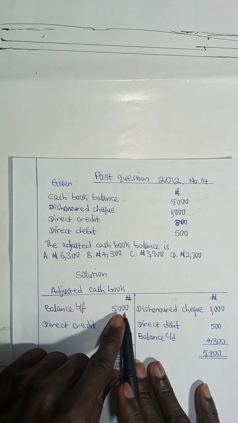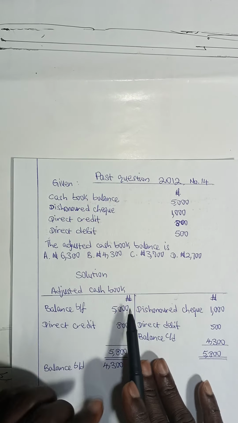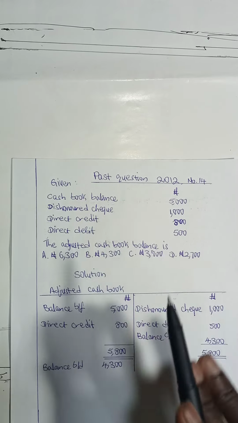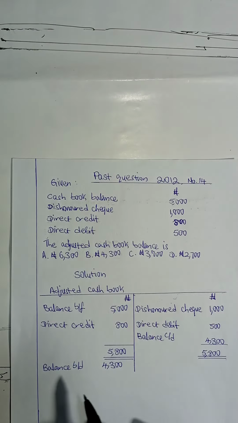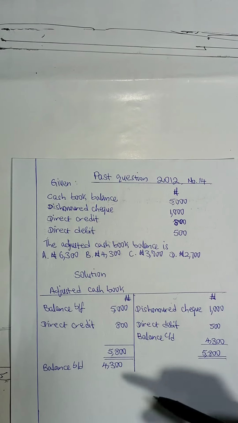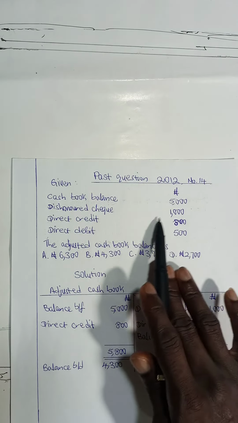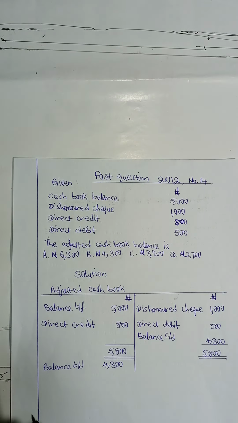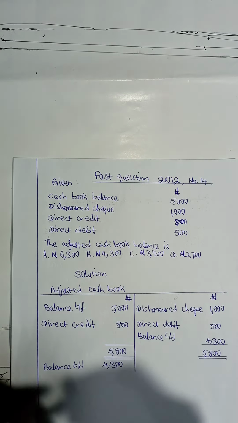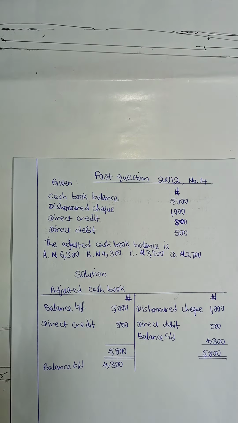Balance brought forward 5,000 is here. Then we have dishonor check. This dishonor check should be credited to the adjusted cash book because this check has already been debited to our cash book before. So we have to reverse it in order to arrive at the bank balance in the bank statement.